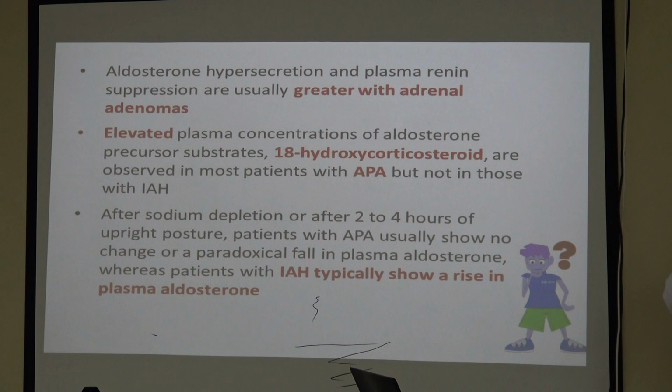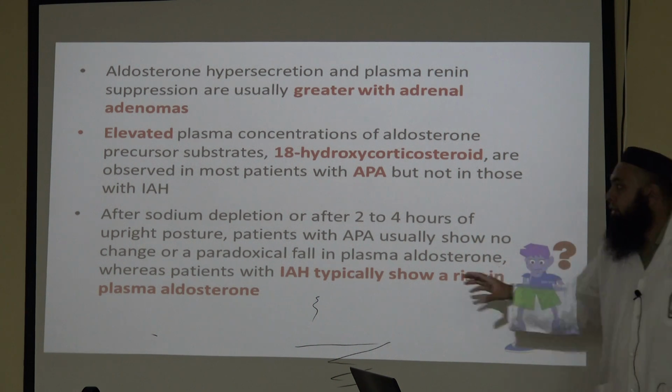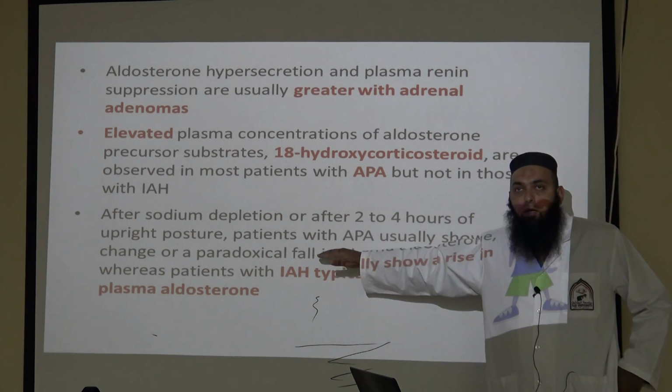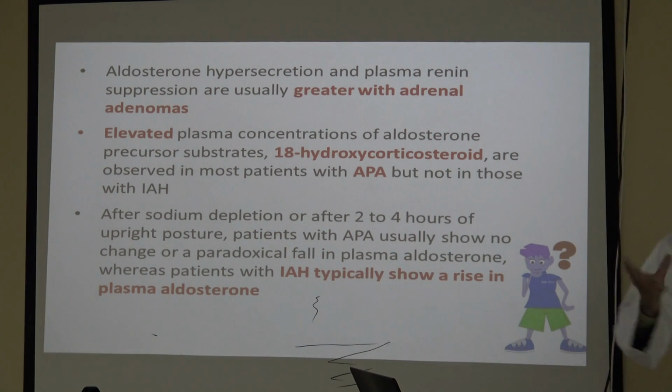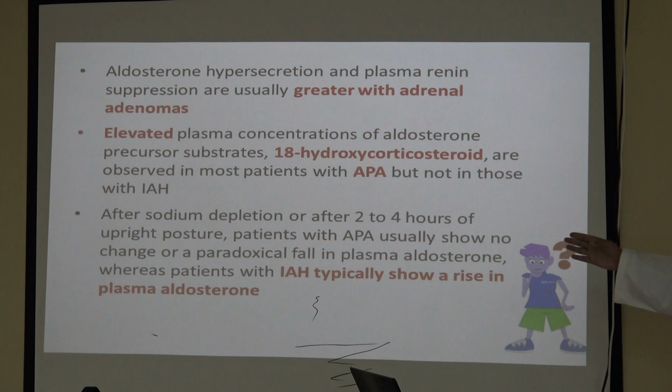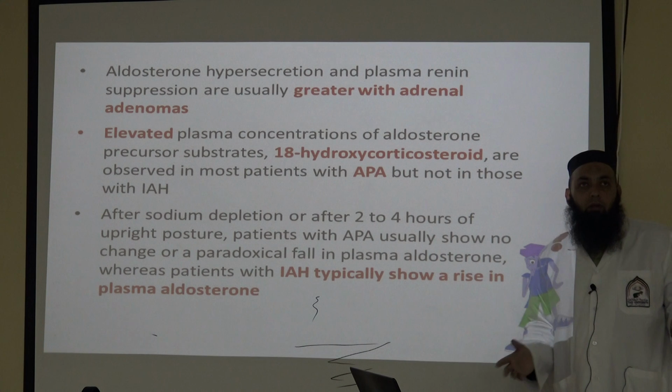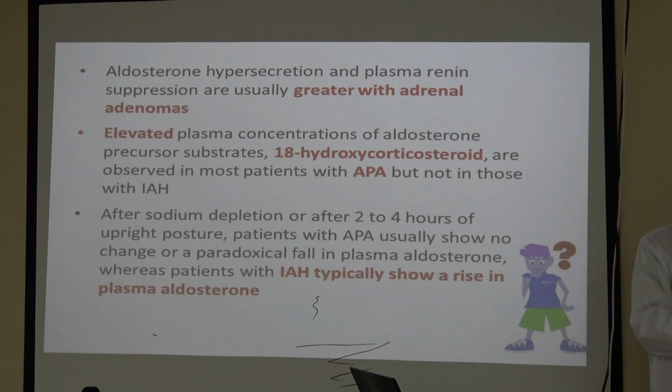A paradox means opposite. Opposite means it should not occur, the fall should not occur, but paradoxically, in the opposite sense, it actually falls, the plasma aldosterone. Instead of rising, it decreases paradoxically sometimes. So this is an indicator of adenoma. So in a normal person, one thing should occur, but if the other occurs, we call it paradoxical, opposite, you can say.